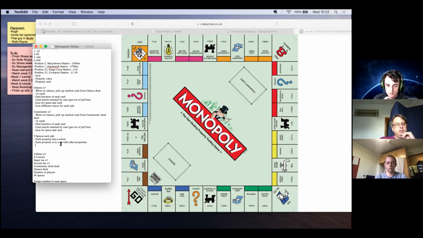Okay. So each property has a color. Each property is in a set with other properties. And each property has a name. You just put name down, that'll be fine. And price as well. Is that a purchase price? Yeah. Purchase price. And what else does it have? It also has a card. Yeah. Interestingly, no icons. Oh, it's not that interesting, I suppose. Actually. Okay. So that's good.